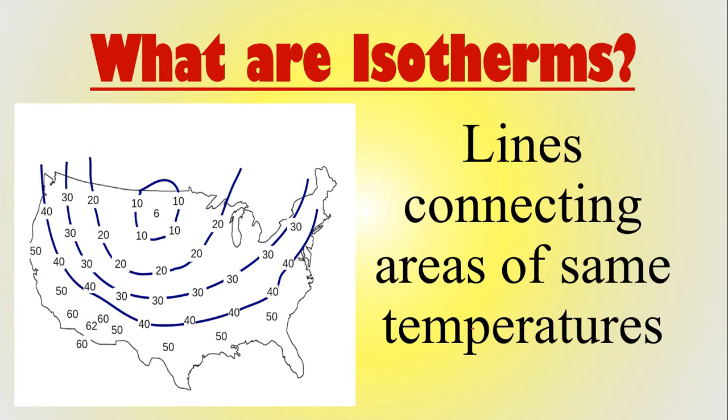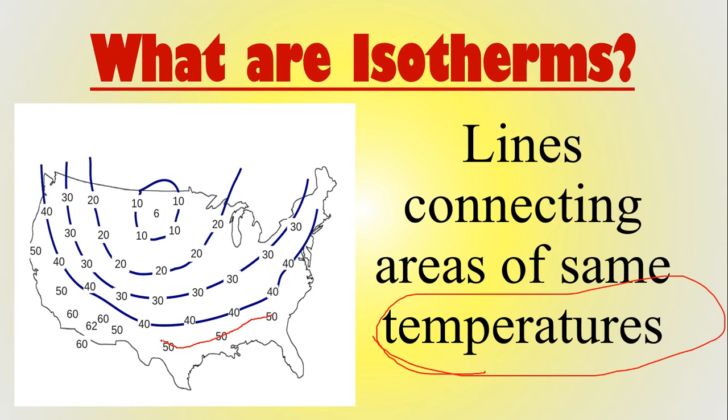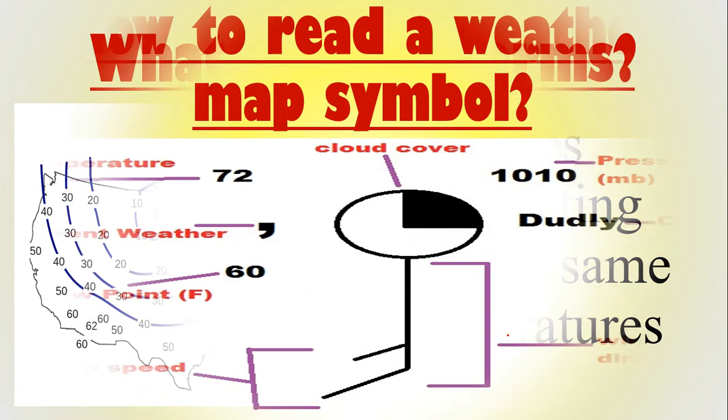You also have isotherms. They're kind of like isobars, but they deal with temperature. And you can see some here, so I'm going to connect the 50s. Then I'm going to connect the 60s. And here's 62 there. So it's done the same way. And sometimes they can show where the different air masses are.